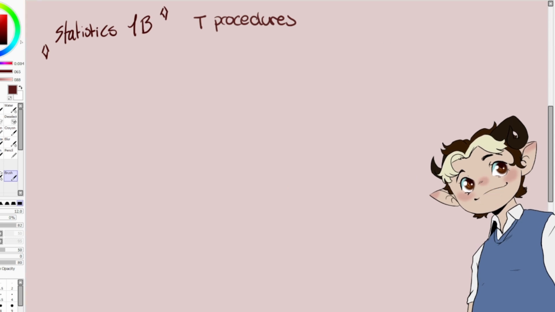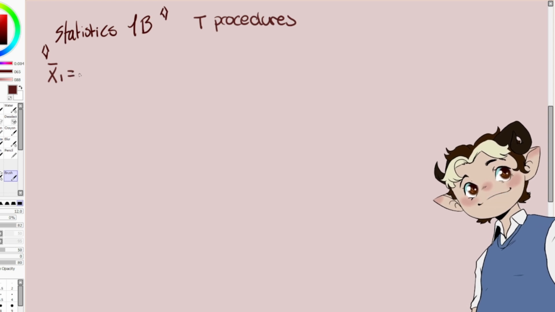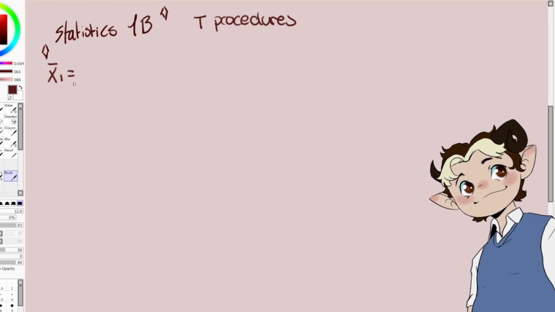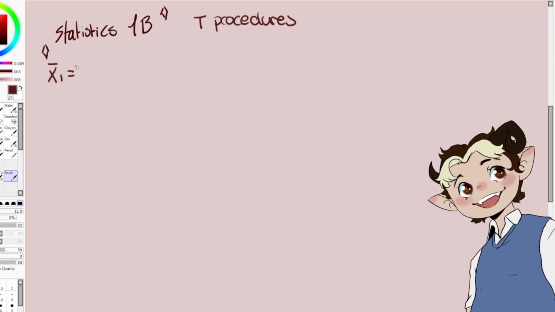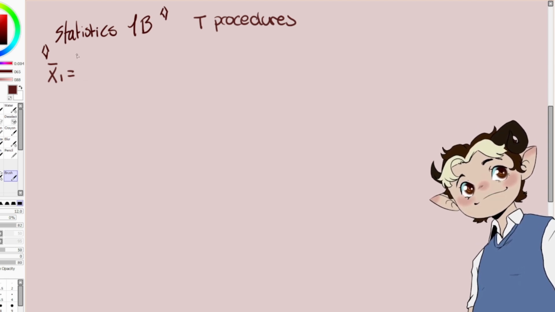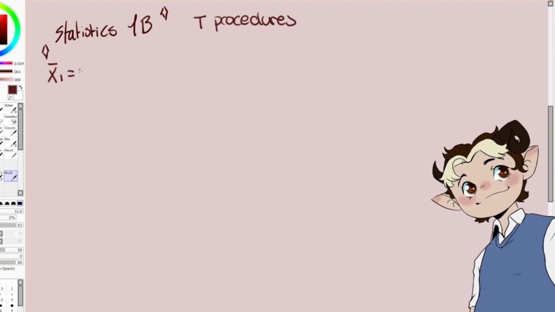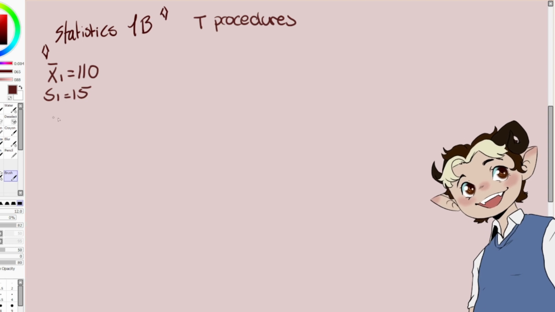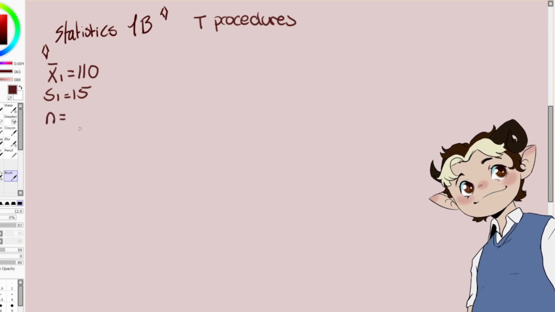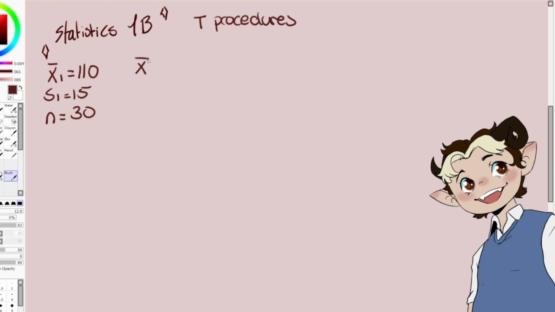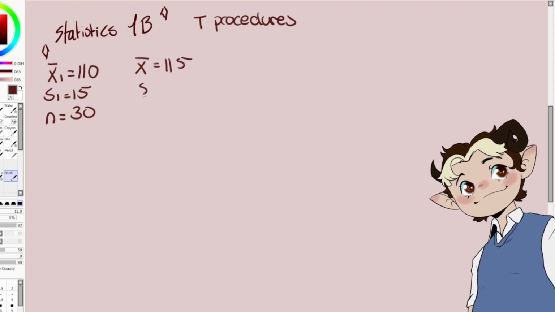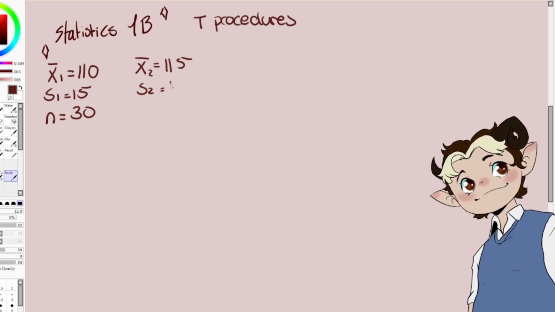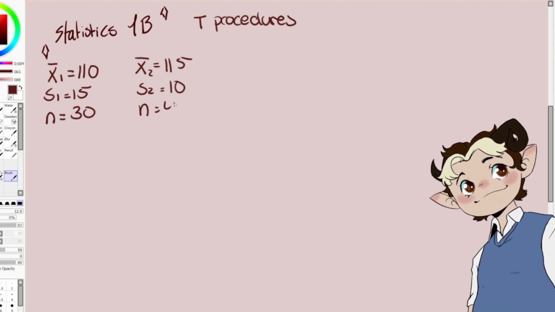So let's look at an example. Let's say we have, once again, two groups. For x1, the sample mean was, let's see, can't read my own notes, 110, a standard deviation of the group of 15. So that's our sample standard deviation, and an n of 30. And in our second group, we have 115, a sample standard deviation of 10, and an n of 40.